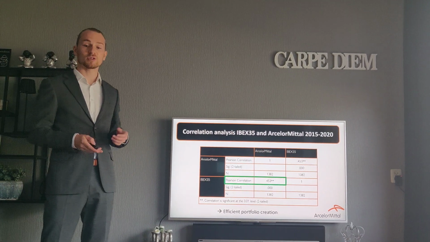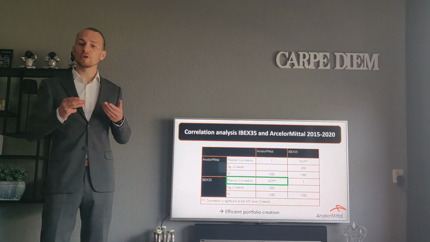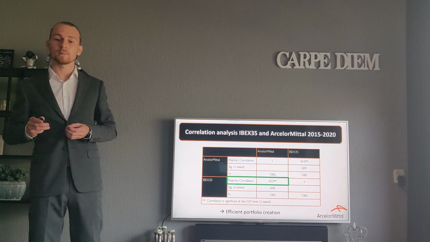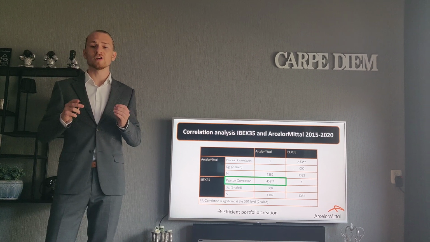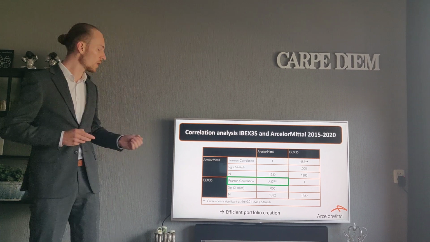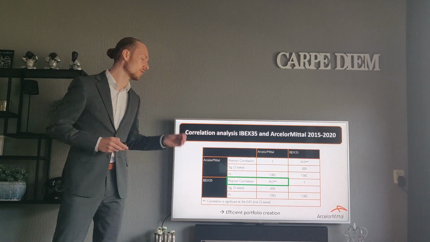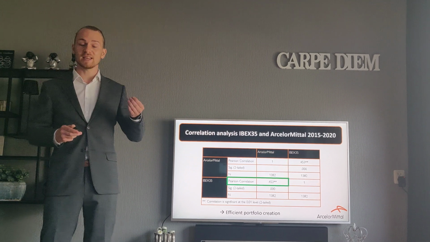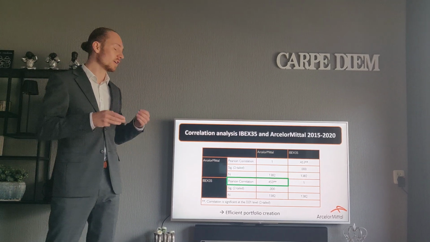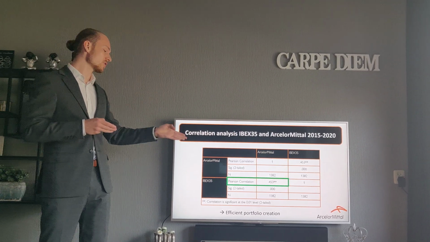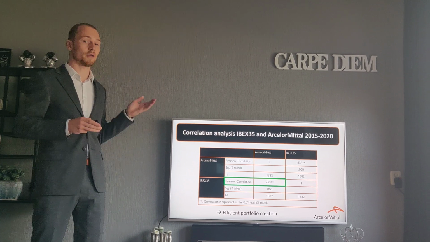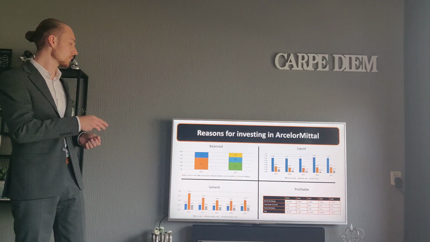For the correlation analysis between IBEX 35 and ArcelorMittal, we use the stock prices of the 1st of January 2015 until June 2020. A correlation between two stocks shows if they are fluctuating in the same direction and the strength of their relationship. In the table we can see the correlation of 0.453, which indicates a weak but positive correlation. A weak but positive correlation is perfect for using in an efficient portfolio. So by combining the ArcelorMittal stock with the IBEX 35, an efficient portfolio is created.